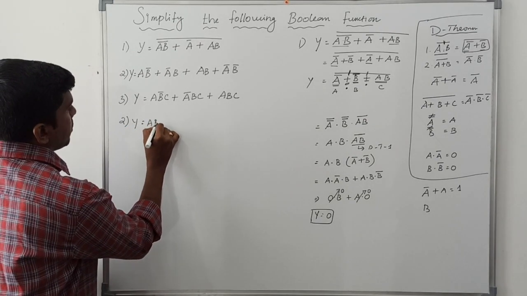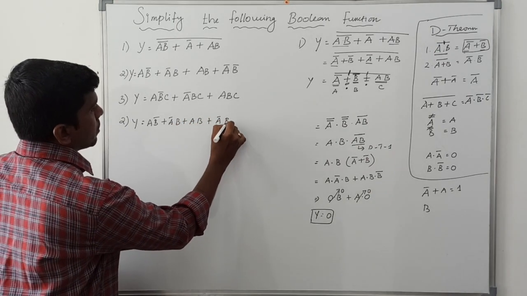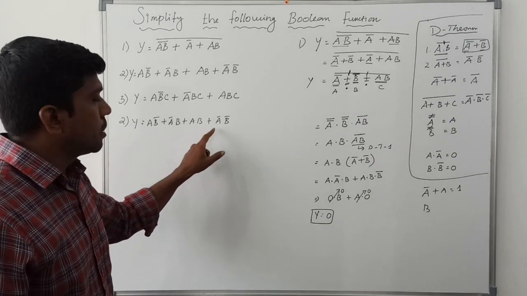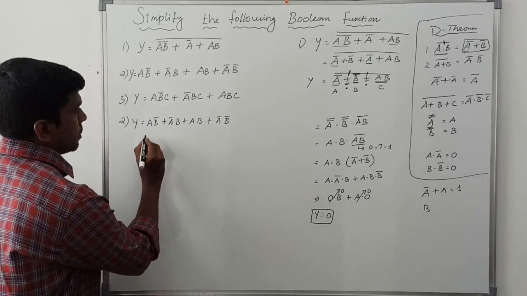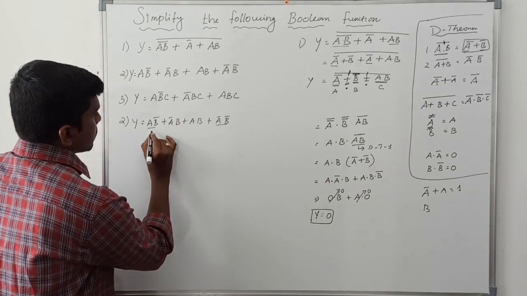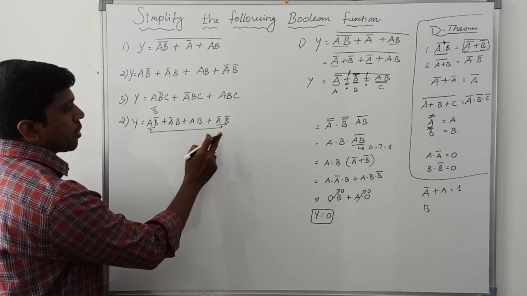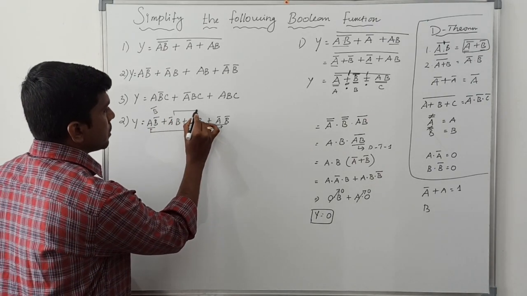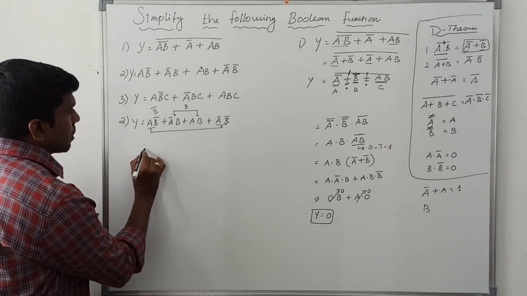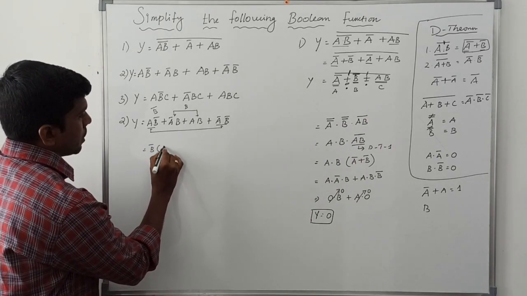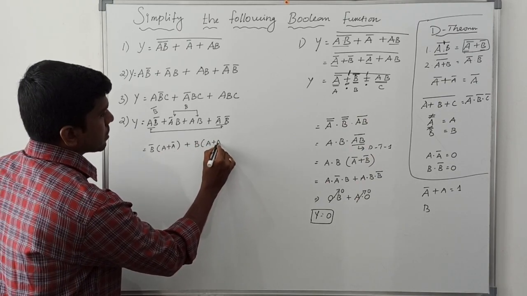Y equal to A B bar plus A bar B plus AB plus A bar B bar. In this problem we have four product terms. You check which term is common and take it out. Let me consider these two product terms: B bar is common. Then consider these two product terms: B is common. So B bar (A plus A bar) plus B (A plus A bar).